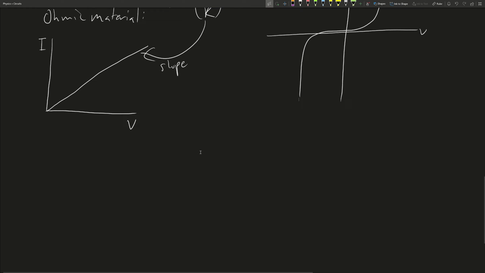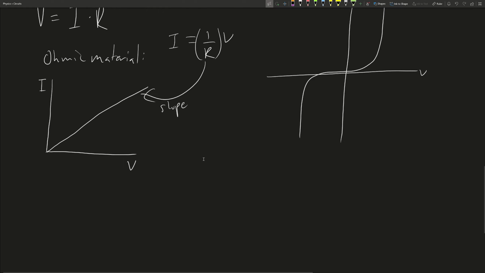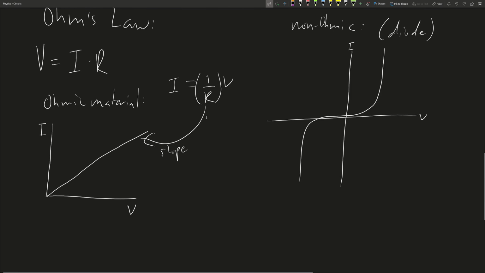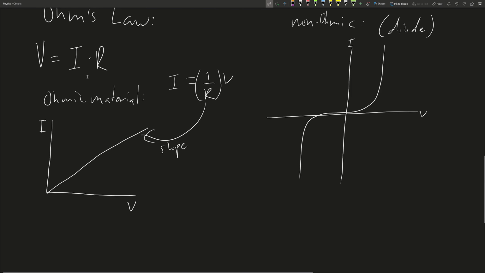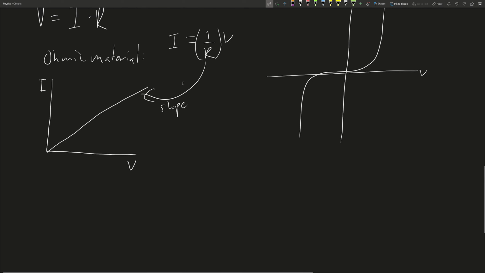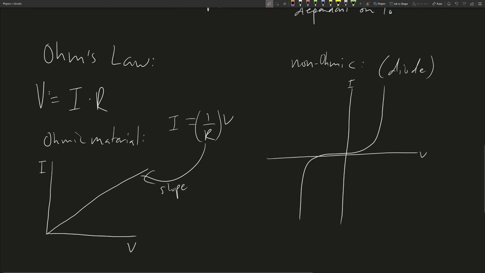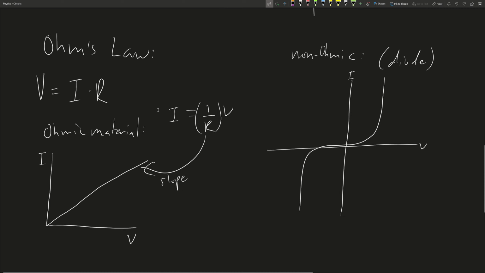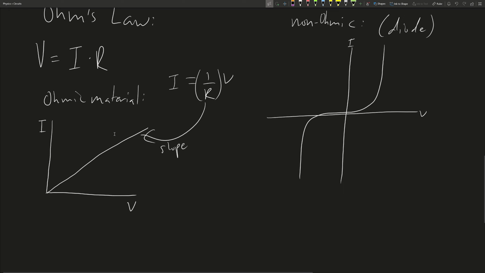Now, Ohm's law is important because you can use Ohm's law to analyze circuits really easily. So like if you have a circuit with a resistor or multiple resistors and even multiple voltage sources, you can use Ohm's law to find the voltage, current, and resistance across each component of the circuit. And I will probably cover that in a later video.